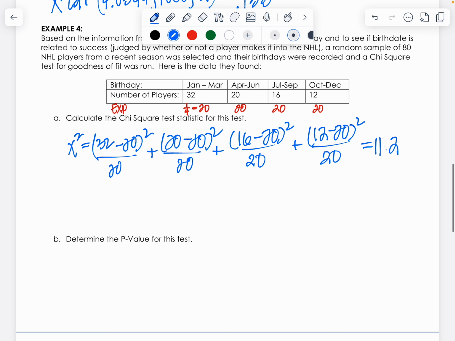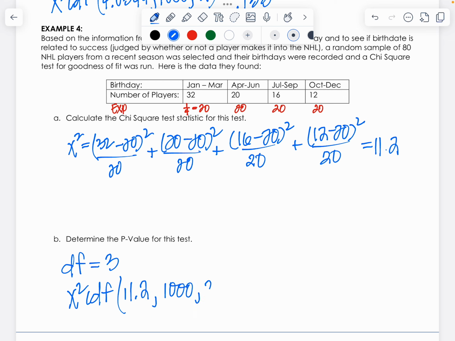Now the p-value for this, first we need our degrees of freedom. There are 4 categories here, so we have 3 degrees of freedom. So we would say chi-squared CDF from 11.2 all the way to the right to 1,000 with 3 degrees of freedom. So I go to second vars, chi-squared CDF, 11.2. And I get 0.0107. That's a small p-value, right?